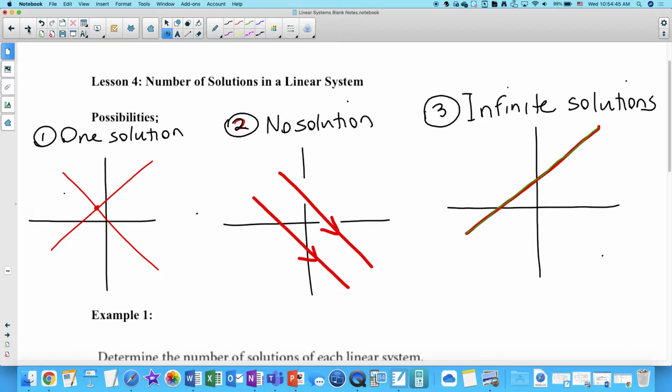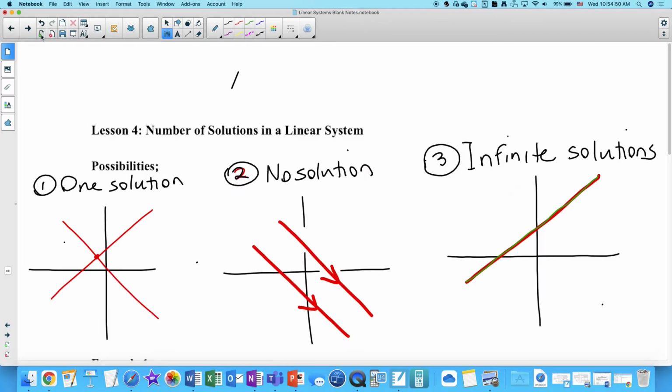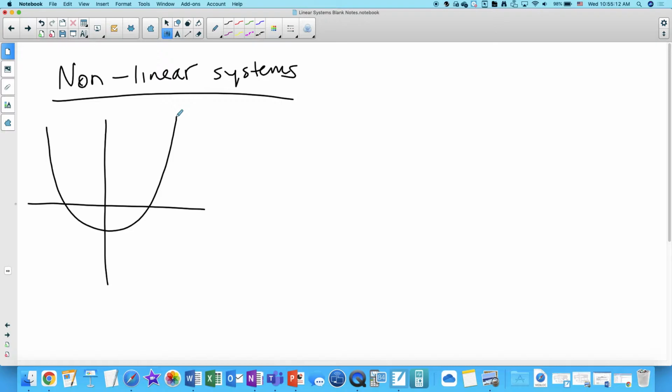So, for example, I'll just do this on another page, right? If you have other systems that are nonlinear, then let's say you have, this is a parabola. And I've talked about these before, that these will have something with an x squared in them. If you have a parabola and a line, yeah, you could get two intersection points.